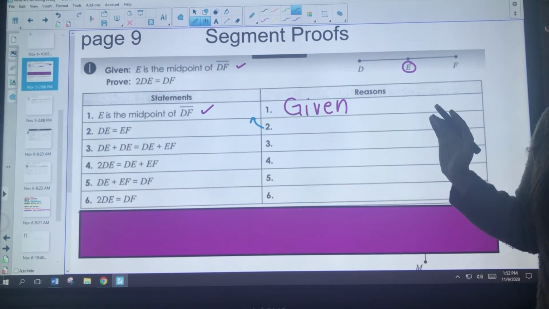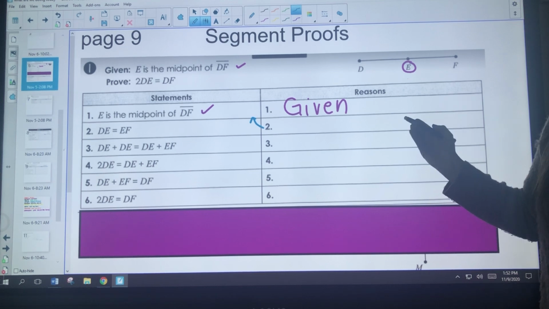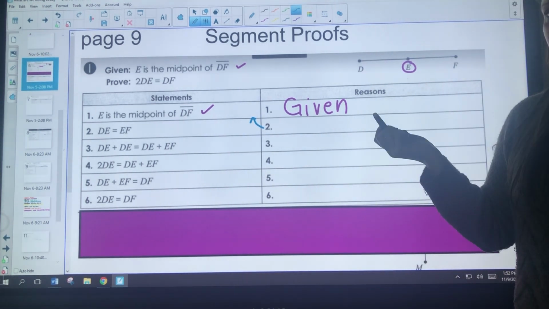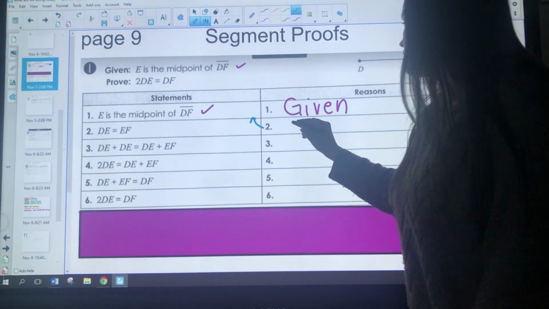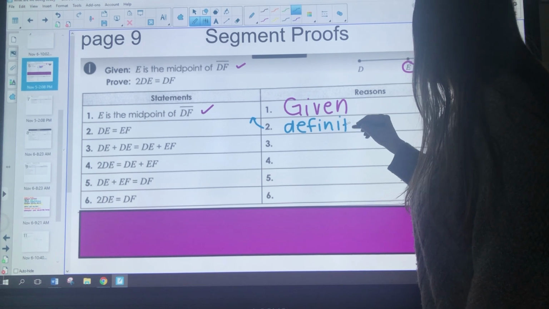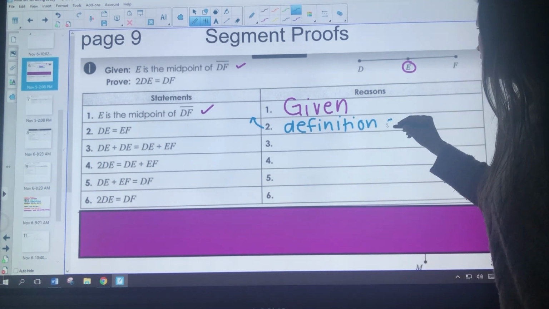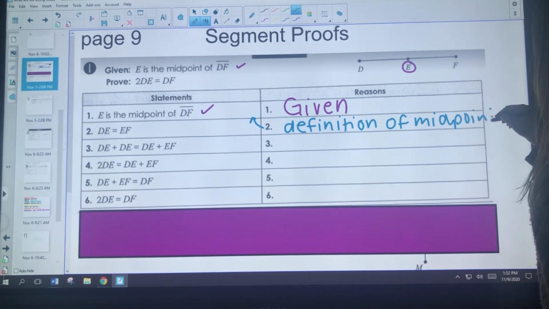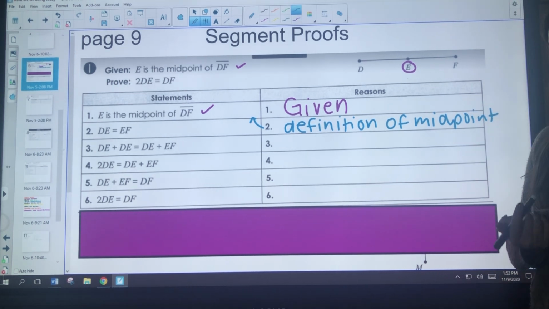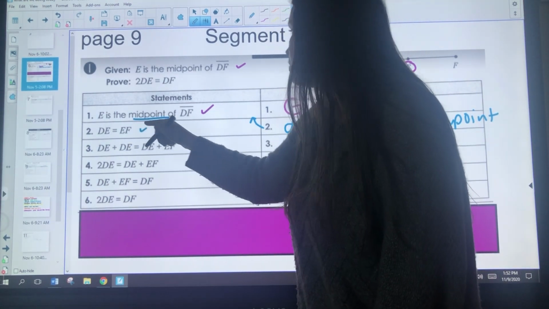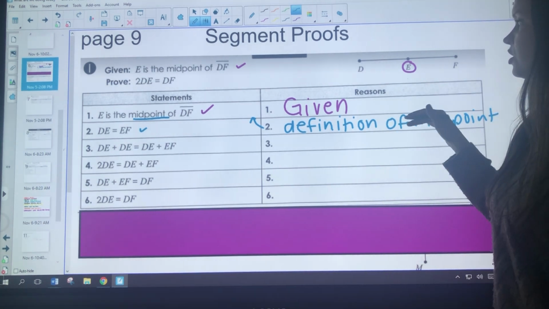So if all you know is that E is the midpoint of DF, why are we allowed to say that DE equals EF? Well, now you have to go back to your chapter 1, all of your definitions. That's simply the definition of midpoint. So let me refresh your memory. A midpoint is a point which cuts a segment into 2 equal pieces. So if that says midpoint, that literally says 2 equal pieces. That's all they've used is the definition.